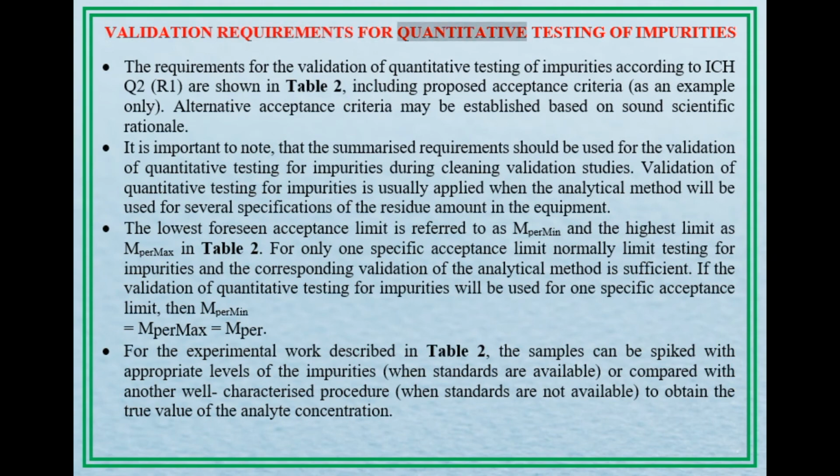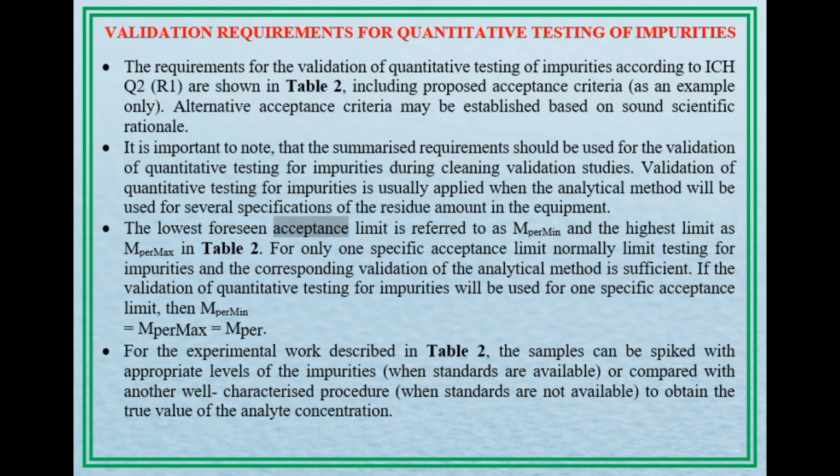Validation requirements for quantitative testing of impurities. The requirements for the validation of quantitative testing of impurities according to ICH Q2(R1) are shown in Table 2, including proposed acceptance criteria, as an example only. Alternative acceptance criteria may be established based on sound scientific rationale. It is important to note that the summarized requirements should be used for the validation of quantitative testing for impurities during cleaning validation studies. Validation of quantitative testing for impurities is usually applied when the analytical method will be used for several specifications of the residue amount in the equipment.